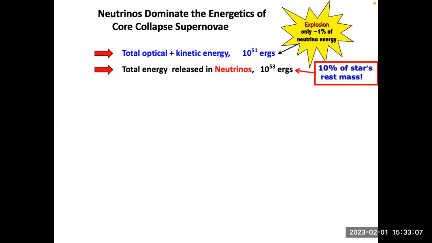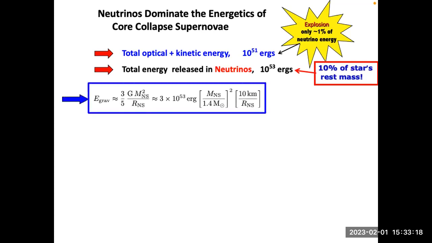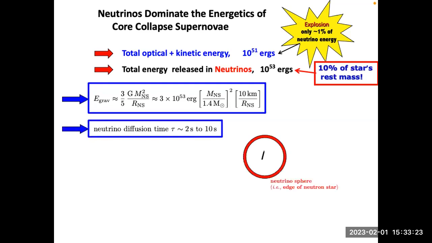Okay, and that's about 10% of the star's rest mass, and that gets dumped into the neutrino fields. Some of those are trapped in the collapsing core. Some of them get out. So you can think of that binding energy like this, and the neutrinos diffuse inside this collapsing star until they get to a point where their effective optical depth becomes small, and they escape. We call that place the neutrino sphere, roughly the edge of this protoneutron star.